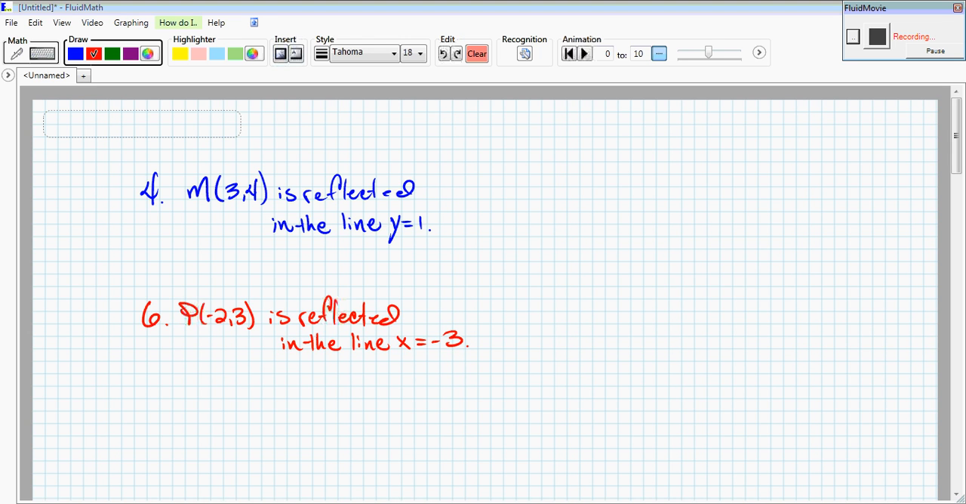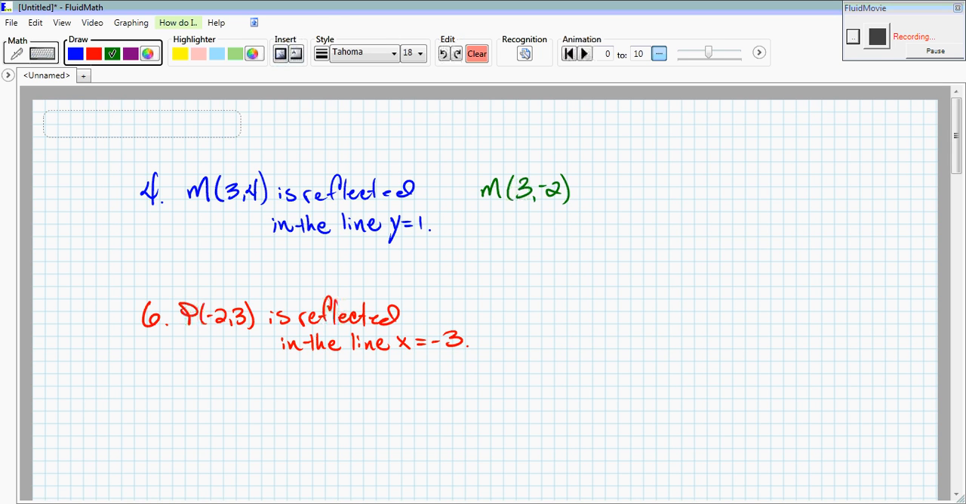The other thing we need to keep in mind is both the pre-image and the image are equidistant from the line of reflection. So in this case, we know that M prime, since y equals 1 is horizontal and doesn't change the left to right orientation, x is going to stay 3. But we also know, I don't know why I wrote 4, it said 3, we also know 4 is 3 units away from 1. This is the pre-image. The image, the y-coordinate also has to be 3 units away on the other side. So from 4 to 1, we're 3 units away. From 1 to negative 2, we're 3 units away. So this point should be negative 2.